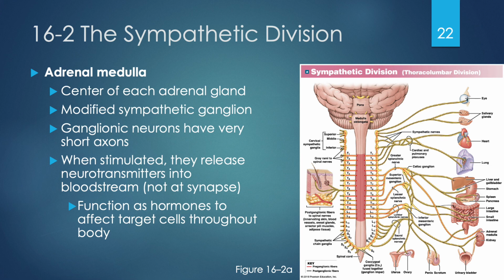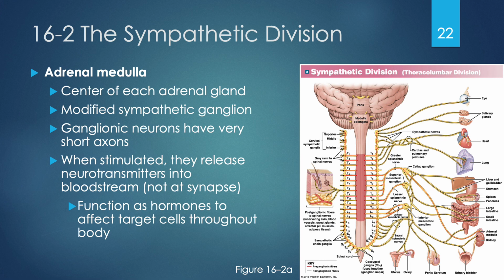This is a modified sympathetic ganglion, and these ganglionic neurons have very short axons. But when stimulated, they release neurotransmitters directly into the bloodstream as opposed to at a synapse. Because it's released into the bloodstream, those neurotransmitters will be dispersed far and wide throughout the body, and they have longer lingering effects because it takes longer for those neurotransmitters to be absorbed and metabolized throughout the entire body. So this gives a longer response.